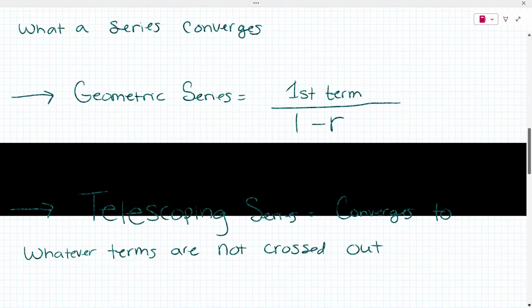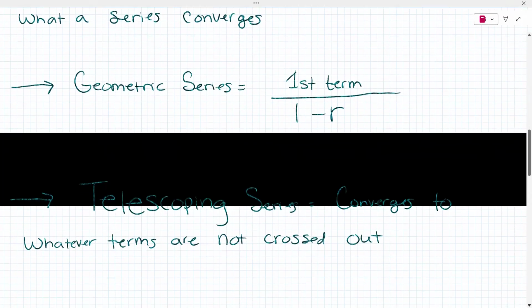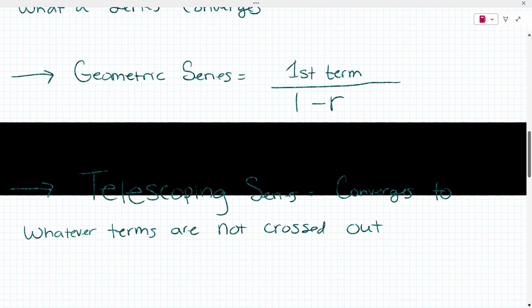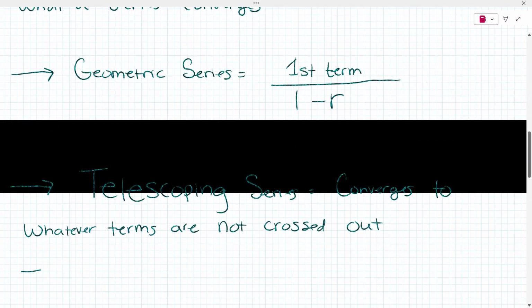And then you also have the Taylor and Maclaurin series, can't even say it. But we haven't learned that, so we're not going to go over that. But it's good to know. The Taylor and Maclaurin series are used to find what a function converges to.